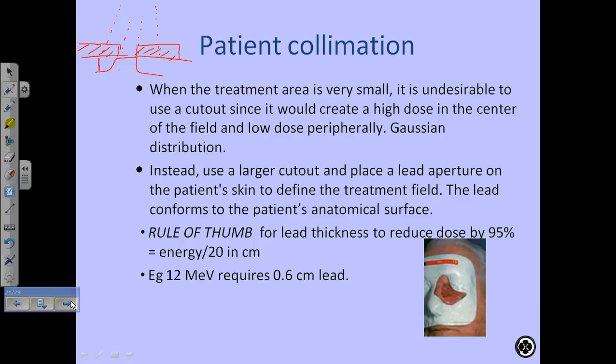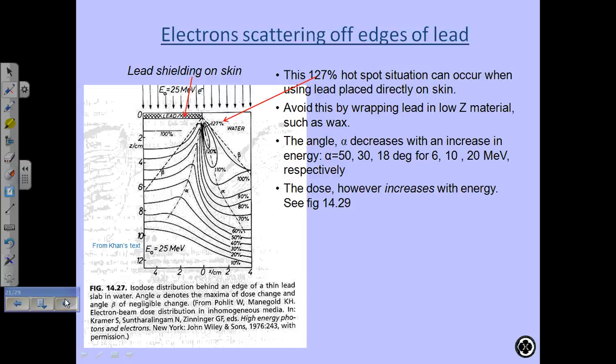Okay. And it's hard to make a hole in a half cm of lead. So what most clinics have is really thin sheets of lead, less than a millimeter, and you just stack them. You cut a little hole in multiple sheets, make sure the hole is the same size, and then stack them, and that creates your thickness. Okay? 12 MeV requires 0.6 cm.